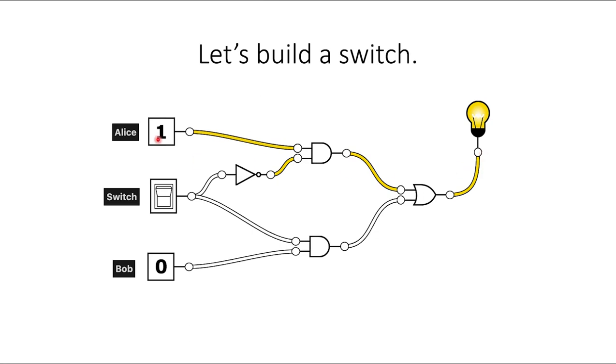Okay, so if the switch is off, then I'm listening to Alice, and I get a 1. And if the switch is on, then I'm listening to Bob, and if you look at what happens with Bob's message, it goes all the way through and you get a 0, so this light bulb turns off.